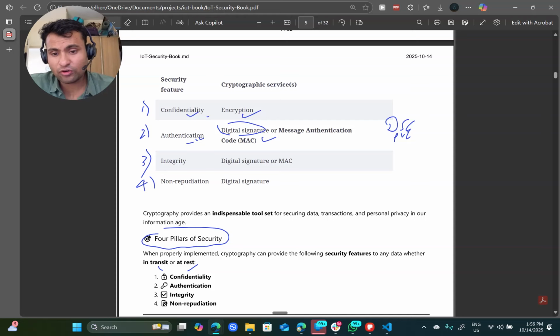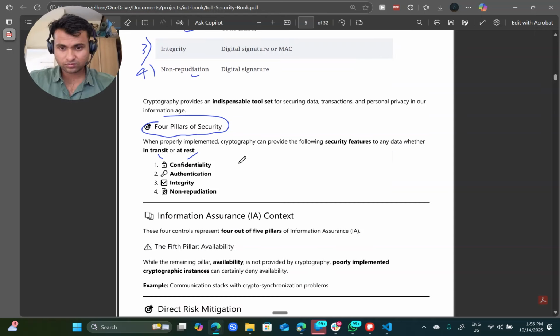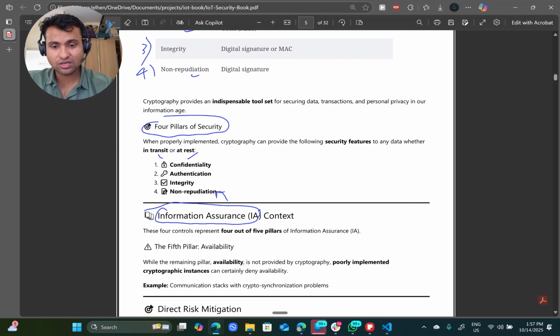And finally, non-repudiation. Non-repudiation ensures that once a message is sent, the person who has sent that message, following the confidentiality, the authenticity, and the integrity, cannot deny that he has sent that message. So there is no dispute on the message once it is sent. These are the four pillars of security. Together, these pillars ensure the information assurance context.